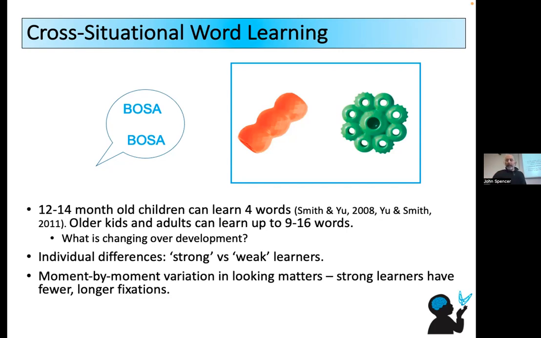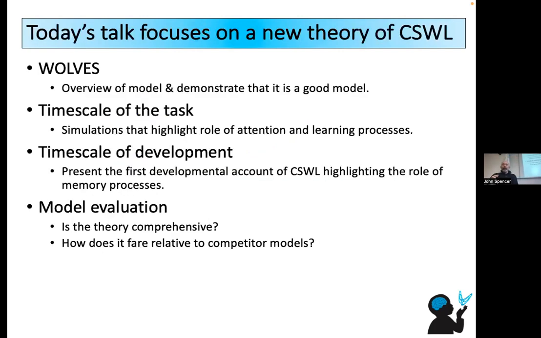So one of the goals of our project was to understand some of these nuances about different timescales of learning and how that impacts cross-situational learning. What I'm going to tell you about now is our model, WOLVES, and how that works. I'll then give you a sense of how WOLVES operates on the timescale of the task, talk a little bit about development if we have time, and then ask: is this a good theory? I wanted to address the issue of whether this is a comprehensive theory, and then we can also look at how it compares to competitor models.